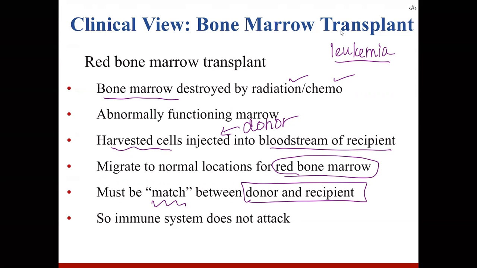Okay, so leukemia is cancer of white blood cells. The white blood cells are not getting produced properly, so something is wrong with the cells that are making them, which are found in the bone marrow. So if they can get rid of the bad ones and put in some good ones, it can cure it.